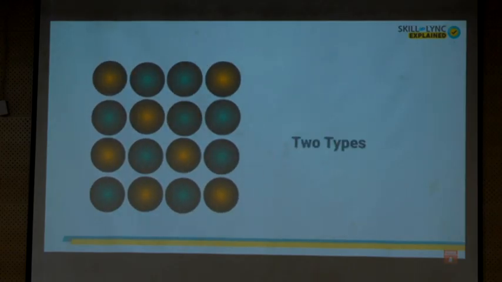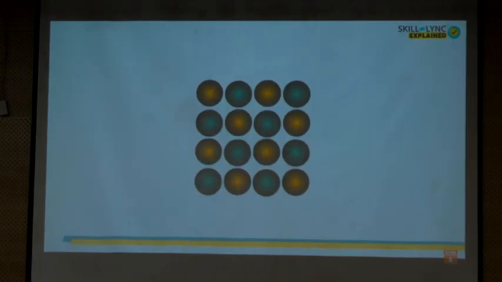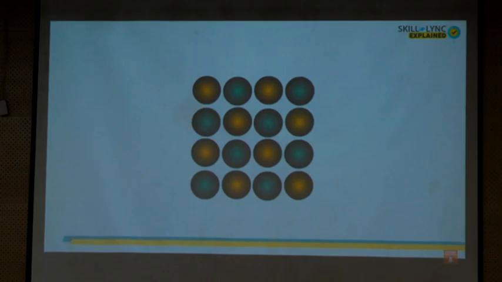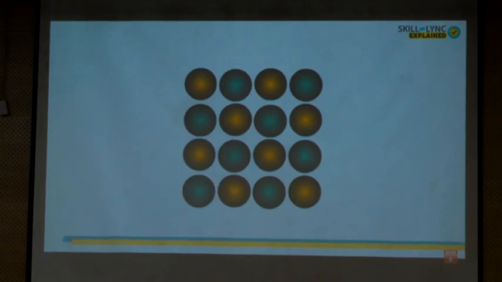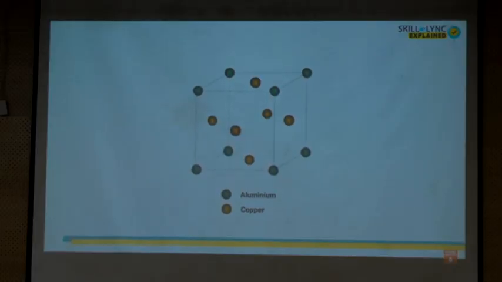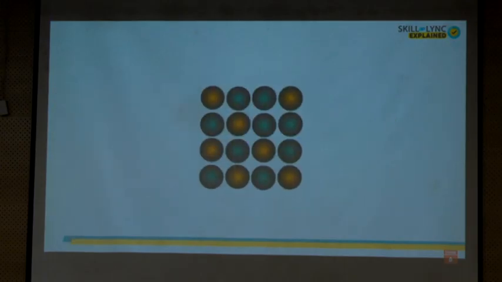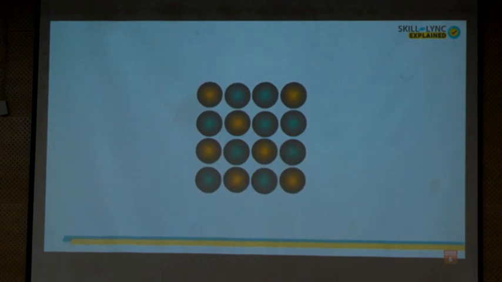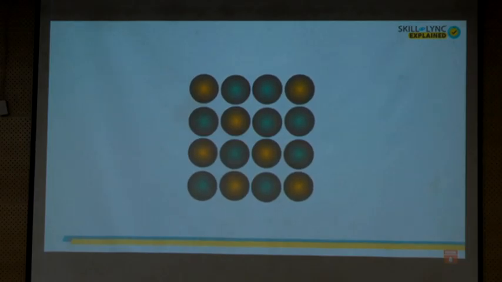Substitutional solid solution can be further classified into two types, namely ordered solid solution and disordered solid solution. In an ordered solid solution, the solute atoms take a fixed position among the solvent atoms and are arranged in an orderly manner. This type is seen in aluminum-copper solid solution, where the aluminum atoms occupy the corner position and the copper atoms occupy the face-centered position. If the solute atoms occupy random positions in the crystal lattice, then we call it a disordered solid solution. Most of the solid solutions are of this type.